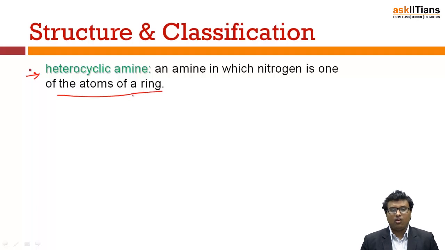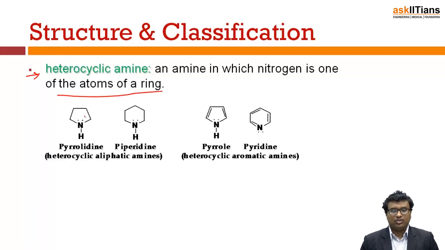And how can the structure be? So you can see here nitrogen is part of the ring. That means you have a carbon here, carbon here, carbon here. So here nitrogen is present as one of the elements in your ring. That is why it is called a heterocyclic amine, and that's why this is pyrrolidine, which is a heterocyclic aliphatic amine.